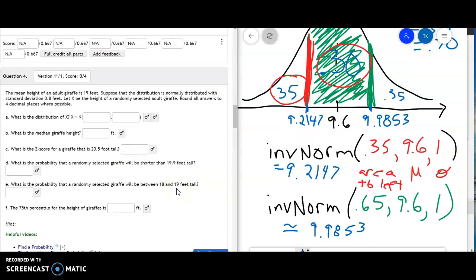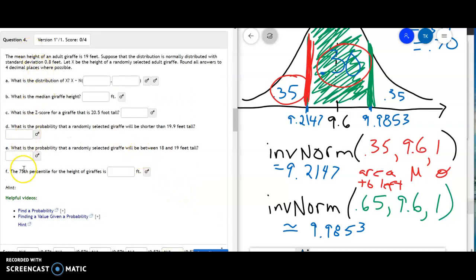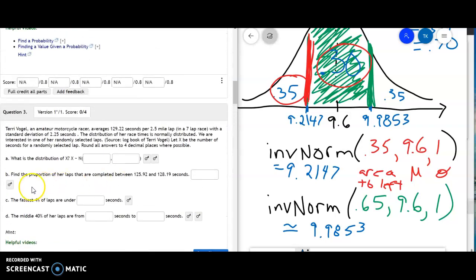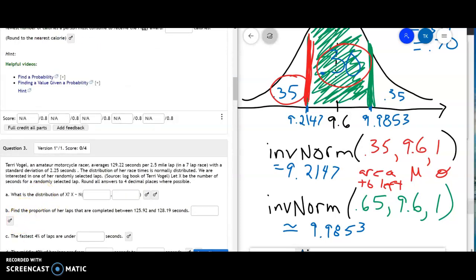But the first step in these problems is to know when to use which button. Question 4, looking at part F, here they're telling you the 75th percentile, okay? That's kind of like a percentage. Find the data value, that's an inverse norm. Okay, so hopefully that helps you out with knowing where to go with the problem. Let me know if you have questions from there. Good luck.